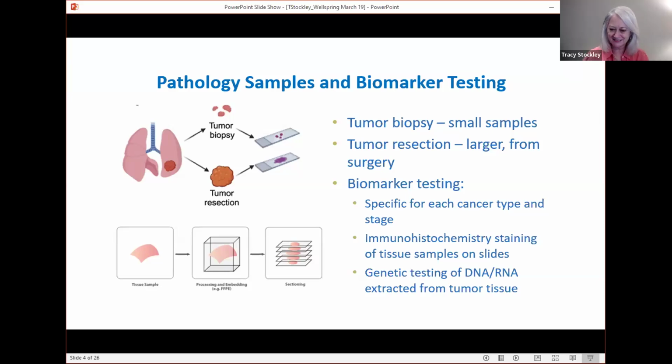And then the testing that we do really is specific for each cancer type and stage. And sometimes we'll be doing immunohistochemistry staining of tissue samples on the slides. And then other times we will be scraping the tissue off of those slides in order to extract DNA and RNA to do genetic testing.